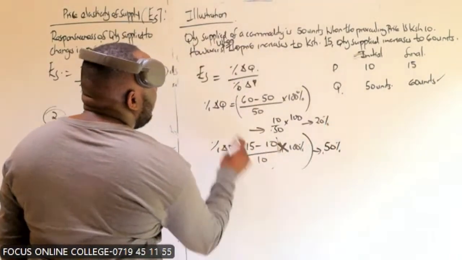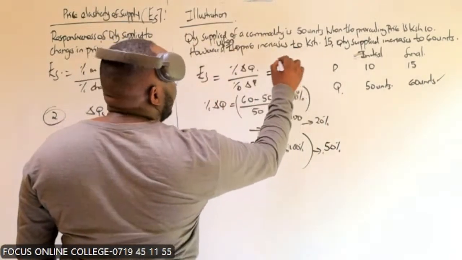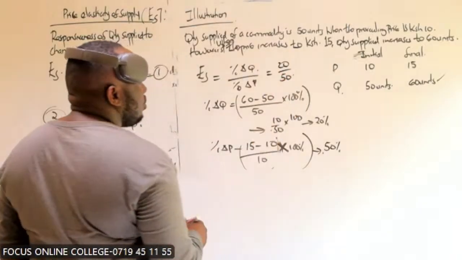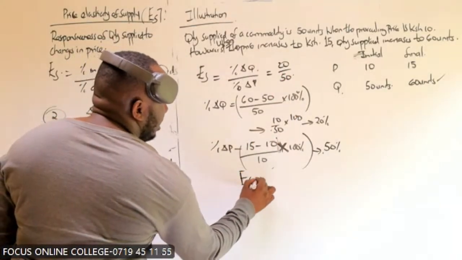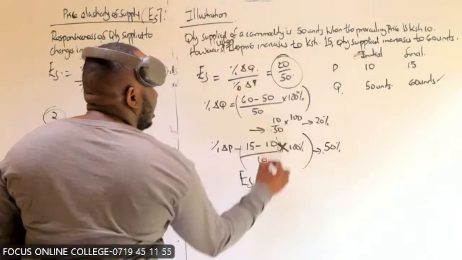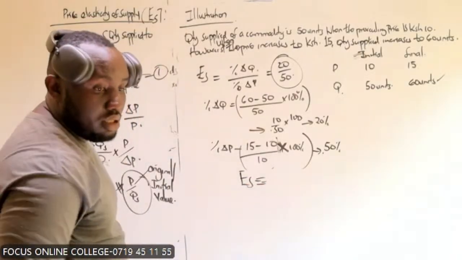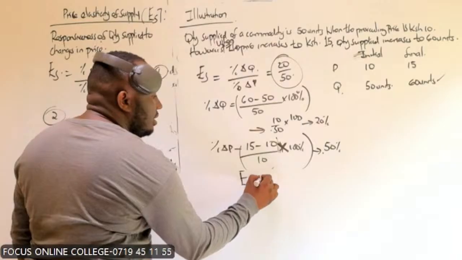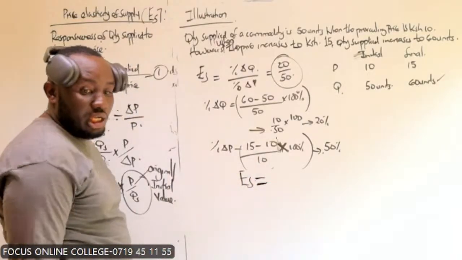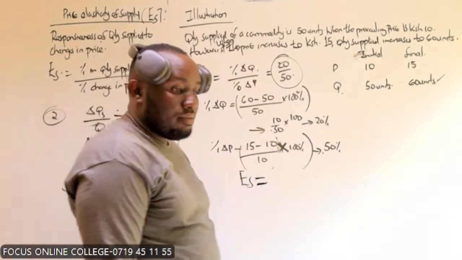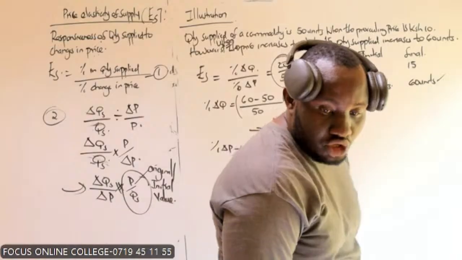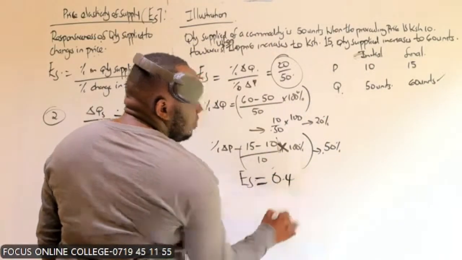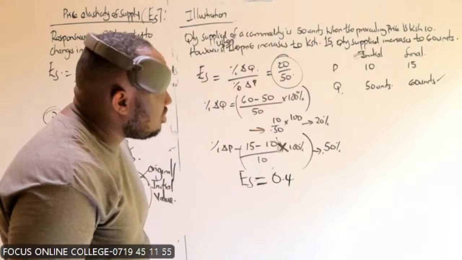So we come back, and then I have a figure of 20, I have a figure of 50. So what is elasticity of supply? Give me the elasticity in supply. That should be 0.4. So 0.4 is the elasticity of supply.